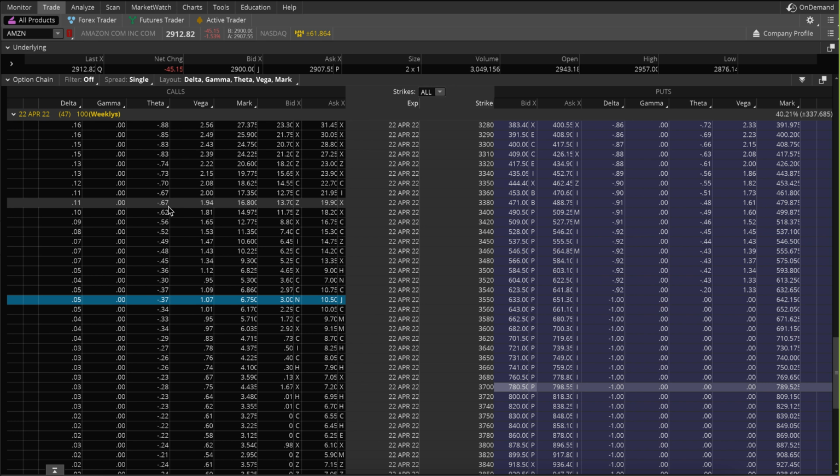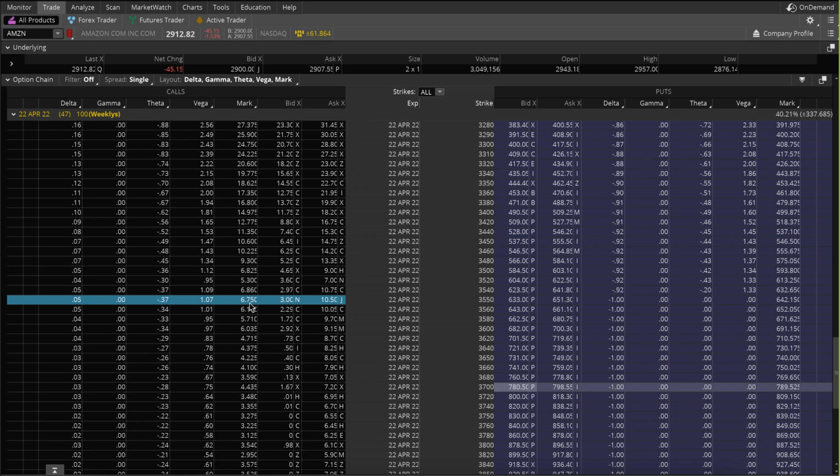But let's see how this affects our profit potential versus our risk. Because one thing we do understand when it comes to buying calls, like if we were to simply buy this call right here for a little under $700, is that the profit potential is unlimited. Whenever you're buying a call, profit potential is unlimited.